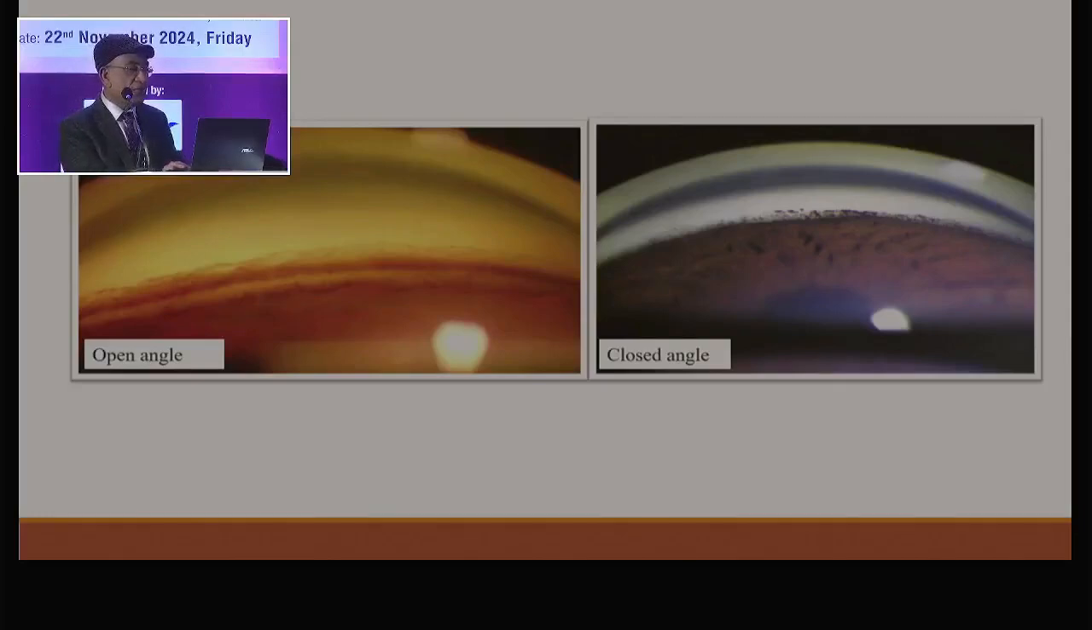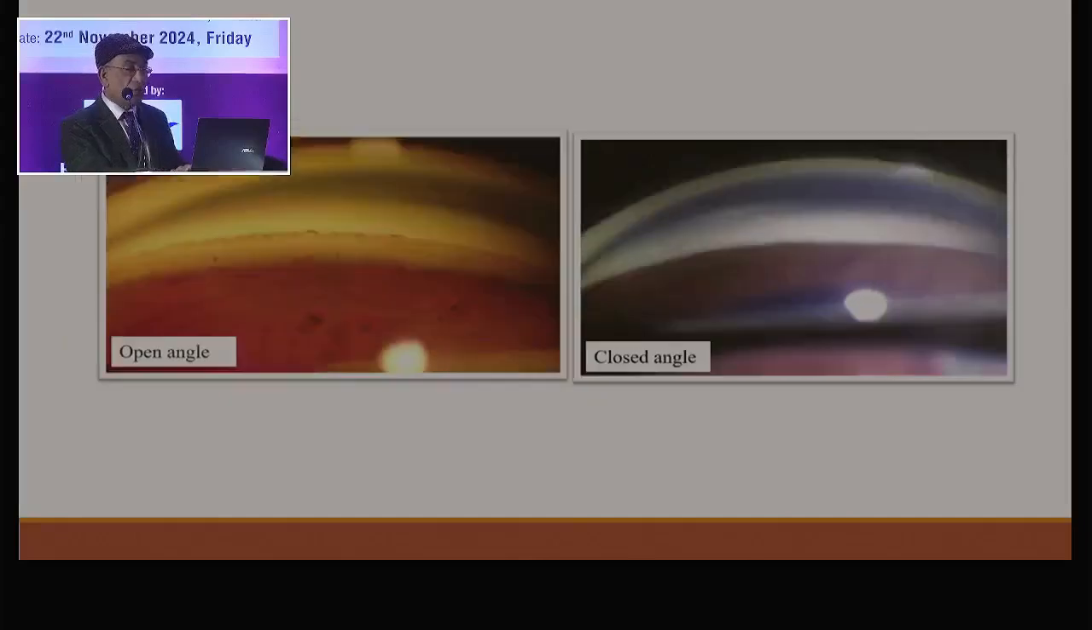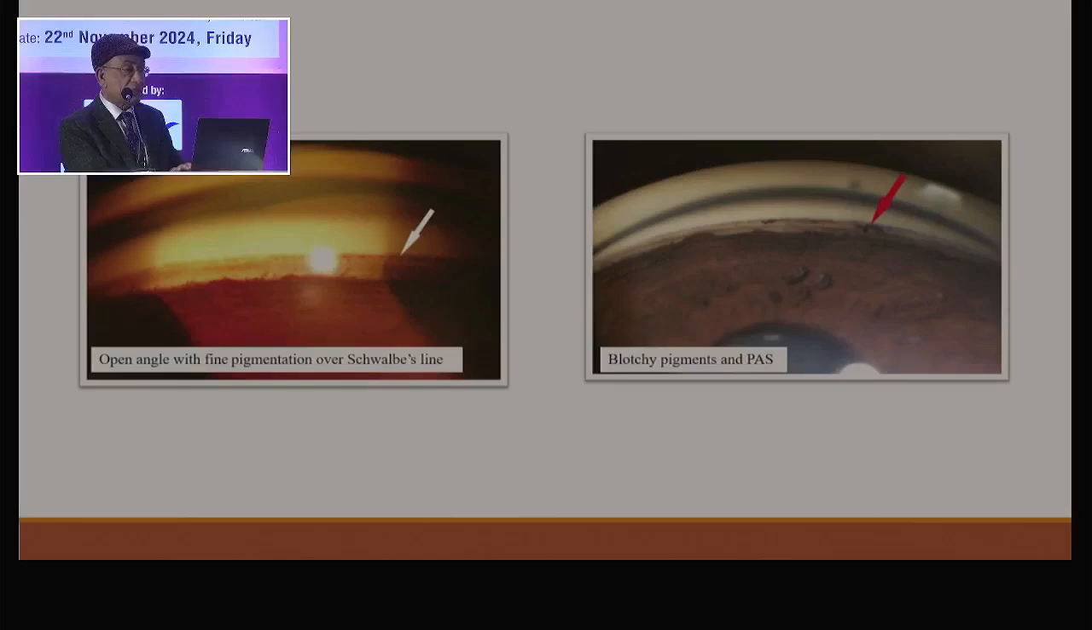This is a very nice open angle. All the structure is visible here. It is a closed angle, not visible. Here, a spot is not clearly visible, but if you look here, it is possible to see. So sometimes you will not see everything clearly, but you have to look for the structures.